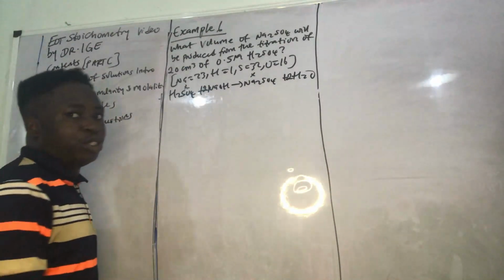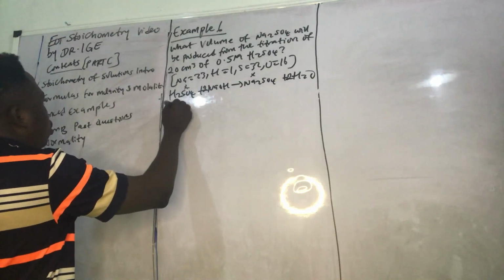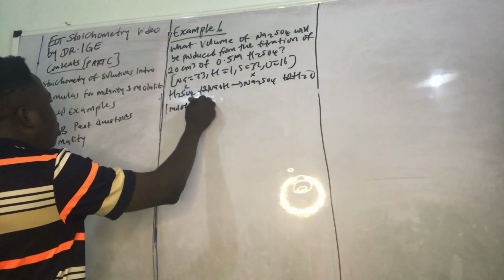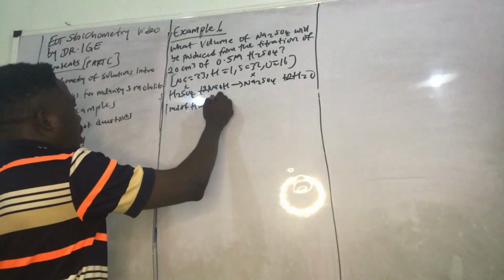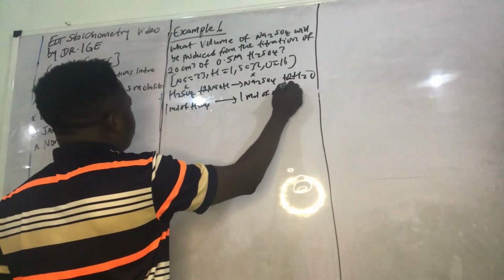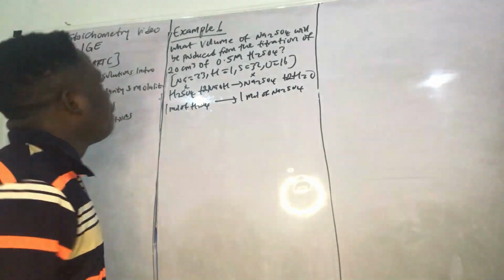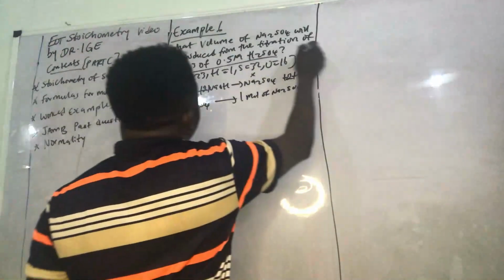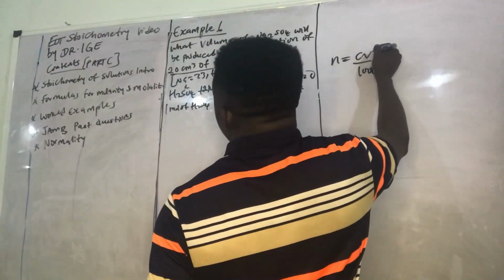So what you have to do is just the normal comparison. We will say 1 mole of H2SO4 produces 1 mole of Na2SO4. That's the first part. When we start doing real questions, we will not always have this 1 mole scenario. Now they give us a particular value here. We can just use CV over 1000 because this volume is in cm3.